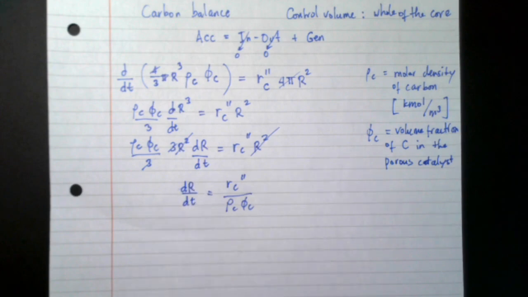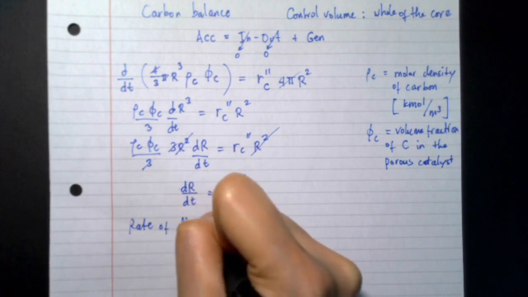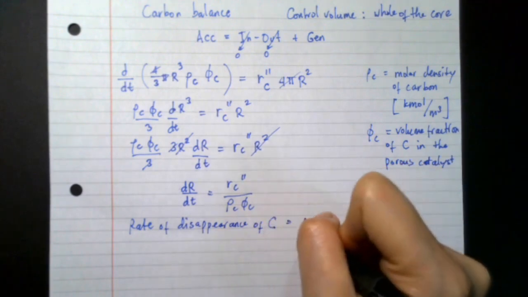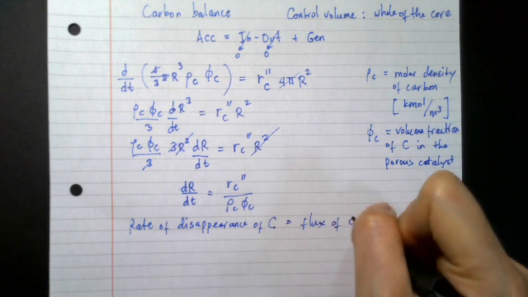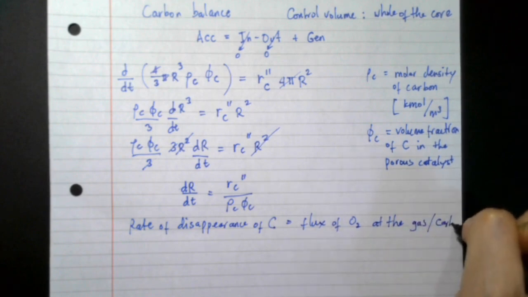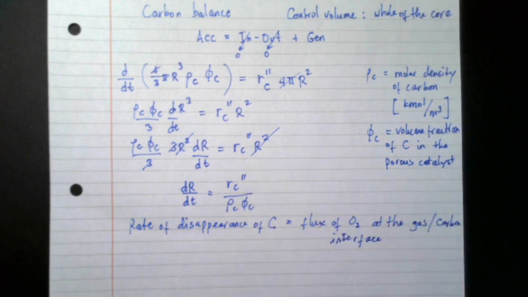So how do we do that? We write that the rate of disappearance of carbon is equal to the flux of oxygen at the gas carbon interface. This is true because we assume that for every O2 that reaches the surface of the core, it will instantly react with the carbon to form CO2. So for every mole of O2 that reaches the core, 1 mole of carbon will disappear. Okay?